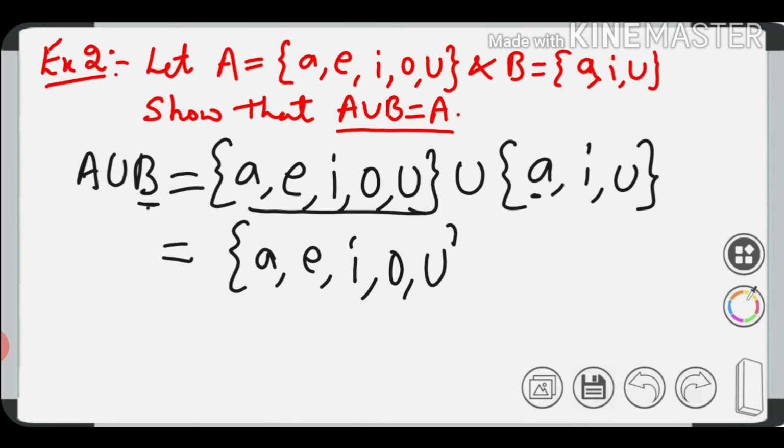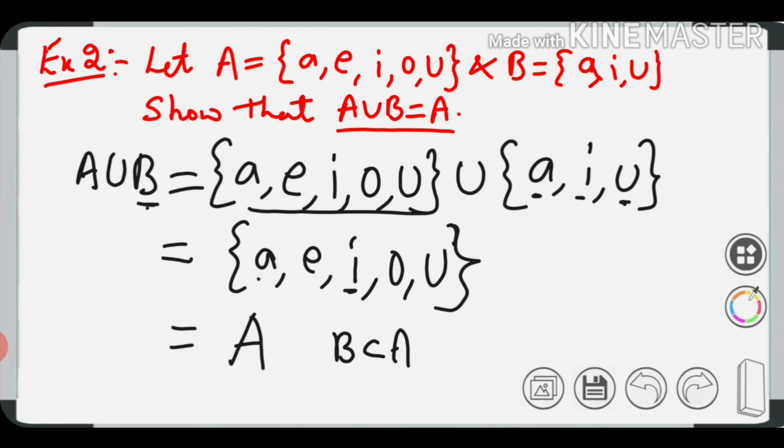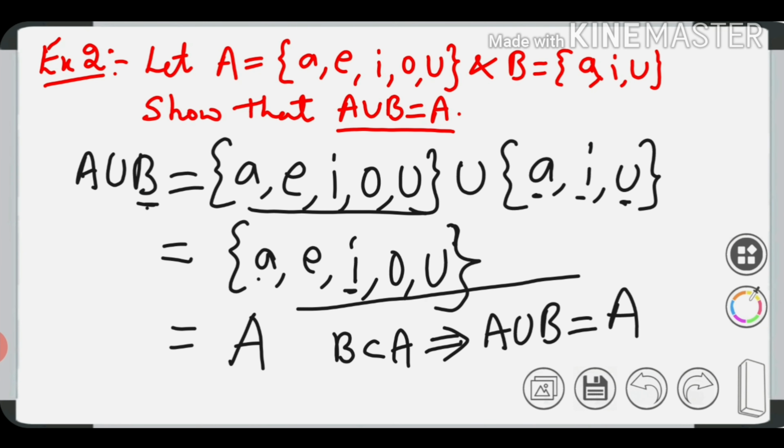A, but A is already there. I is also already here. U is also already here. So you have to stop. Now write in order. It is in order: A, E, I, O, U. This is nothing but our set A. When B is a subset of A, then we get A union B is equal to A. This is the important point you have to note.